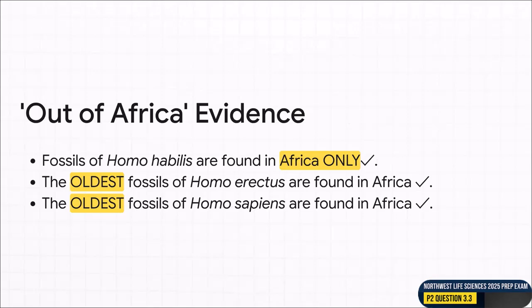It's a pattern. Point number 1, you state that Homo habilis fossils, they're only found in Africa. That's our starting point. Point number 2, you say that the oldest fossils of Homo erectus are found in Africa, but the younger ones are found in other places. And for point number 3, you say the exact same thing about us, Homo sapiens. This clear pattern, oldest in Africa, younger elsewhere, is the proof. It shows a migration that started in Africa, which is the whole idea behind the hypothesis.